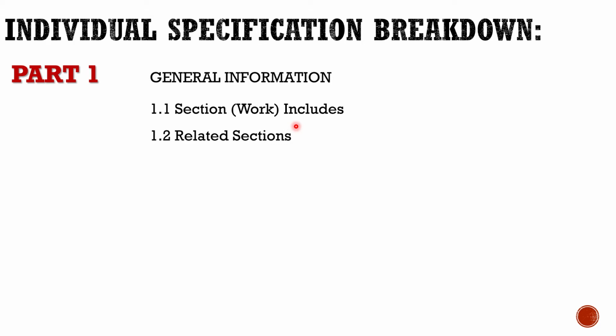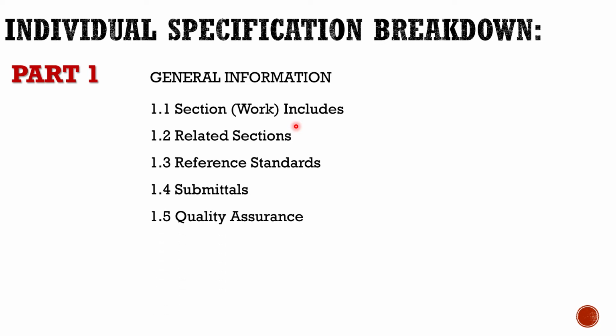1.2 is related sections. Obviously, there are related sections to construct one object. So if you need to know, okay, I need to do soil mechanics for this concrete, you have to reference other sections to completely construct that object. Reference standards, ASTM, what are you referencing? Submittals, how do we submit your deliveries, inspection reports, etc. Quality assurance, what are we going to do for quality?